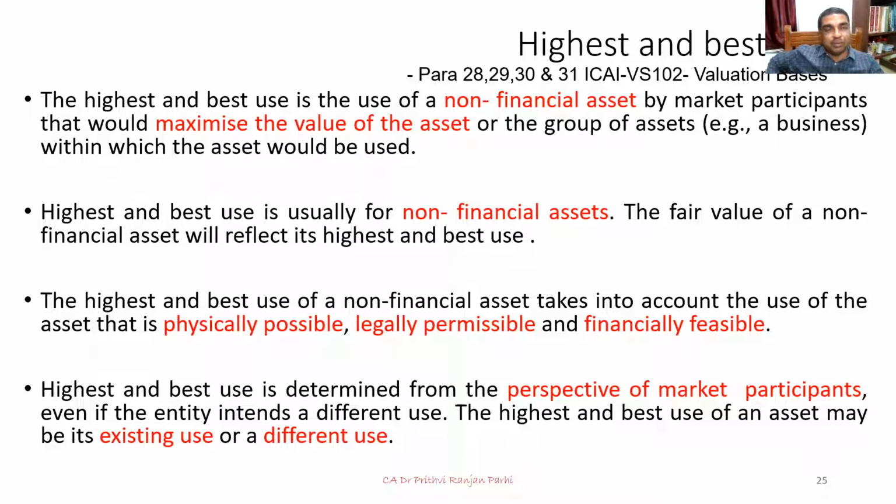And one more thing you have to see when you are arriving at this HABU premise, when we are valuing an asset and considering the highest and best use of it. Highest and best use means use of that asset which is physically possible, legally permissible, and financially feasible. Suppose you can use the asset in different ways, but if it is not legally permissible, then that is not the highest and best use. You have to think what are the legally permissible ways of using that asset. And this has to be determined from the perspective of the market participants.